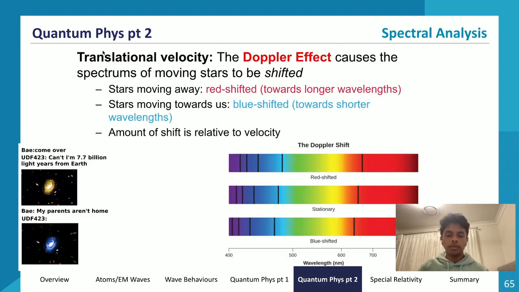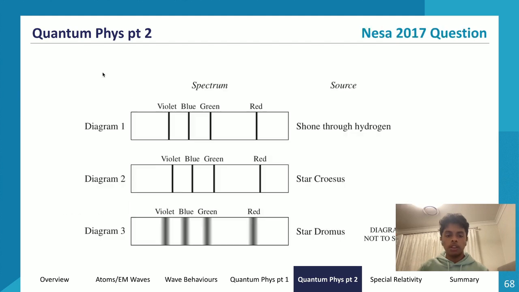So what that tells us is the composition of star Croesus and star Dromis are the same. So star Croesus, same with hydrogen. So star Croesus and star Dromis are made up of hydrogen. That's what it tells us, because the patterns of spectral lines are the same. So if I'm answering this question, I'll do one subheading saying chemical composition, and I'll explain that the chemical compositions are hydrogen because they have the same spectral lines with different shifting, basically.